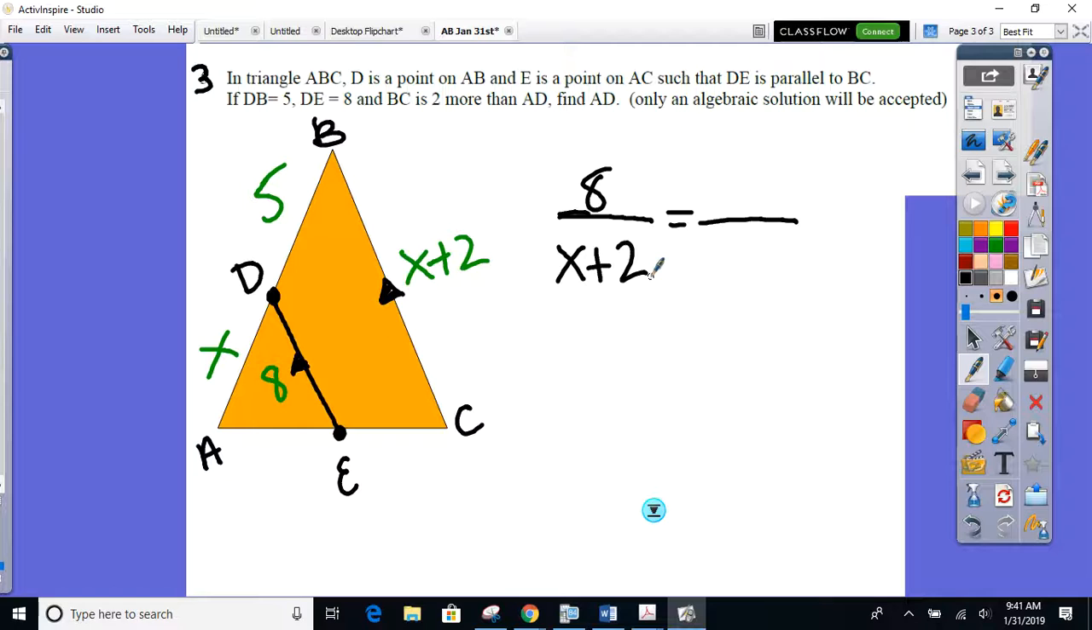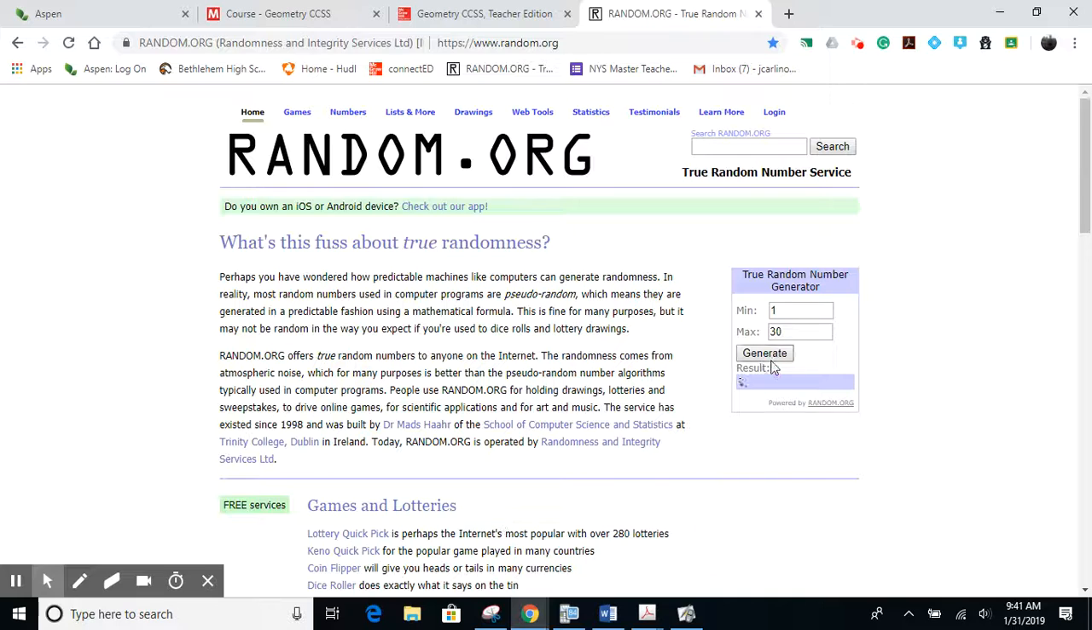Okay, 8. What's another side of that triangle we know? Triangle ADE, we have side of 8. What's the other side we know? X. It matches up with what side in the big triangle? X plus 5. Everyone all good here? Solve it. Here we go. Cross multiply for me. Let's go.